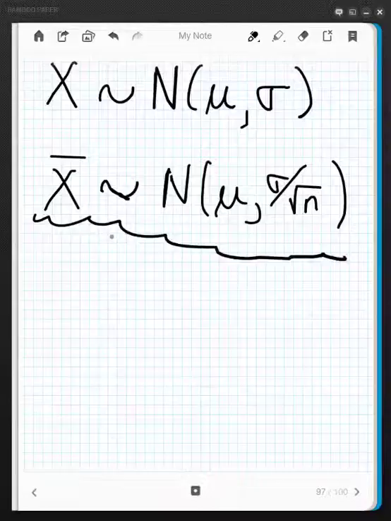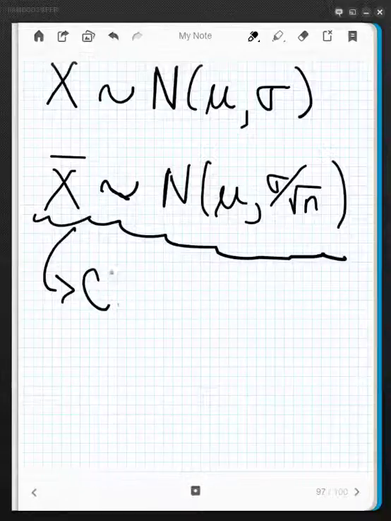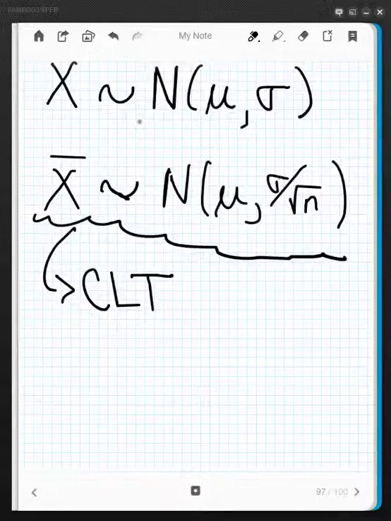This right here is what we use in hypothesis testing. It's what we use in confidence intervals. This is the central limit theorem, the CLT. And what we need to know, the difference between an x with a mu and sigma and an x bar with a mu and a sigma divided by the square root of n, is that we have one observation here. So this one is one observation.